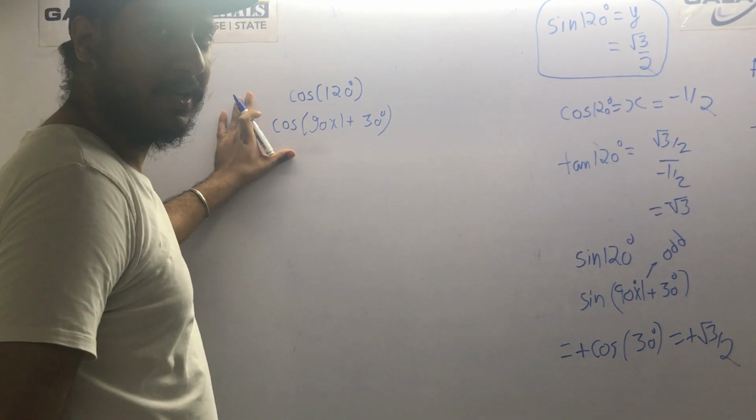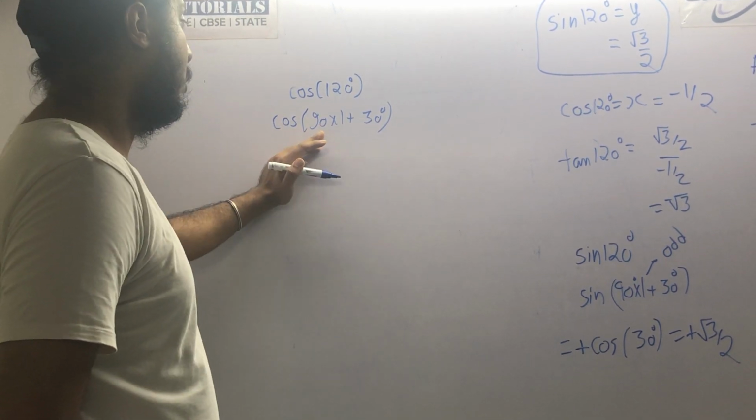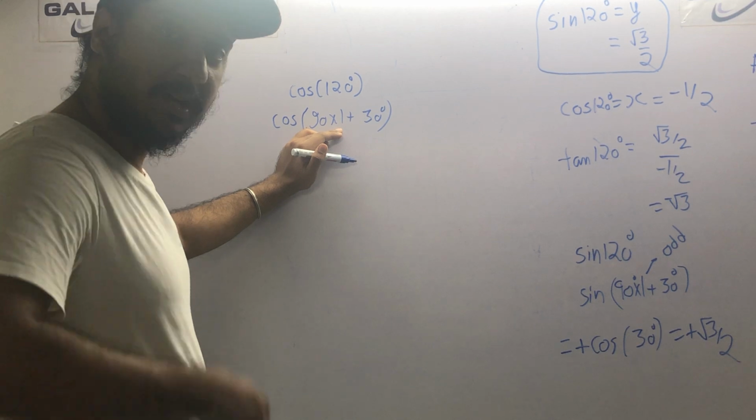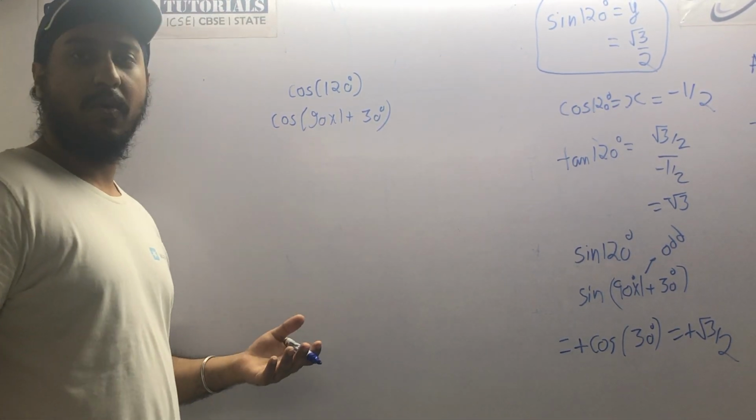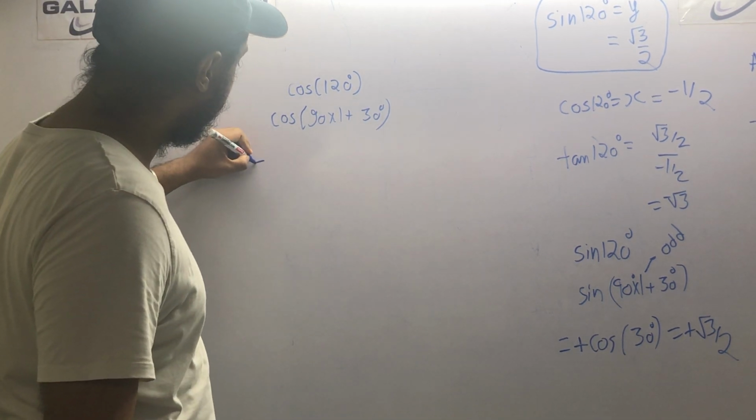First of all, you will find the sign of the final answer. This is which quadrant? 90 into 1 is first, plus 30. So you are entering the second quadrant here. So second quadrant, what is the value of cos? It is negative. So you will simply write negative here.